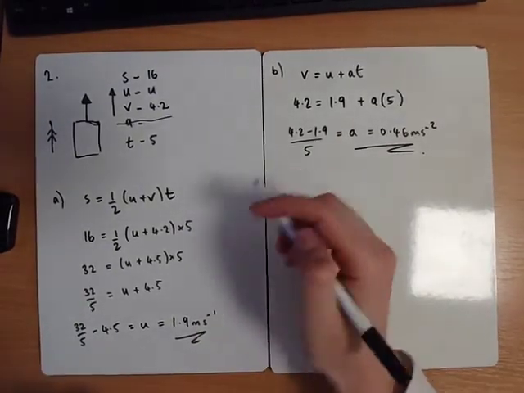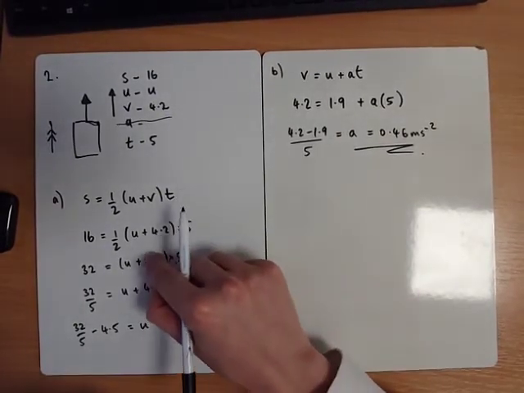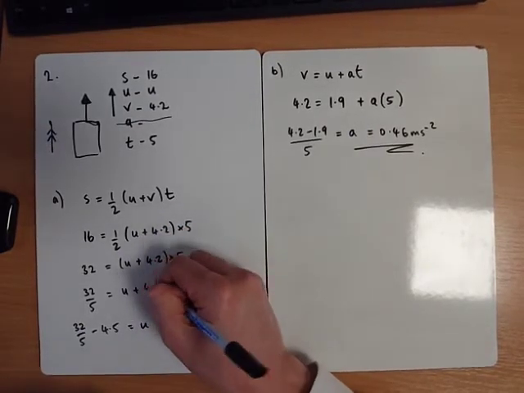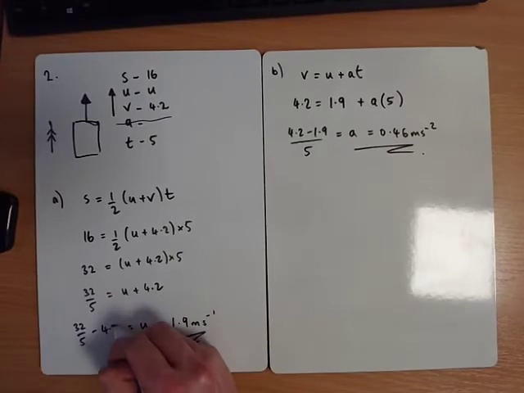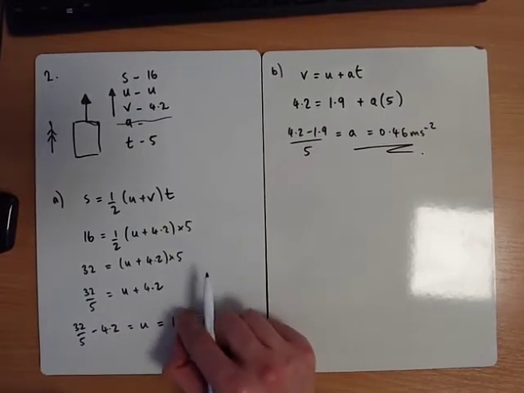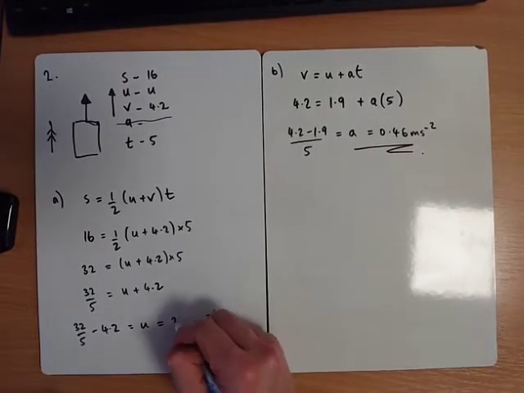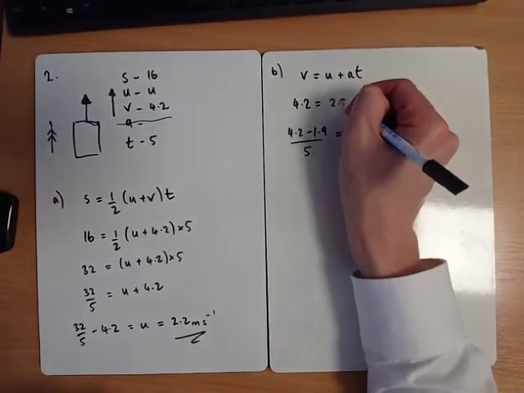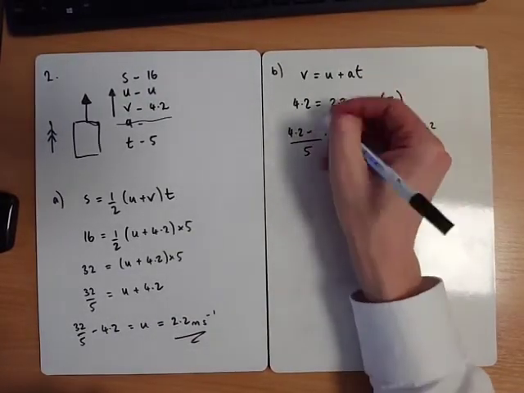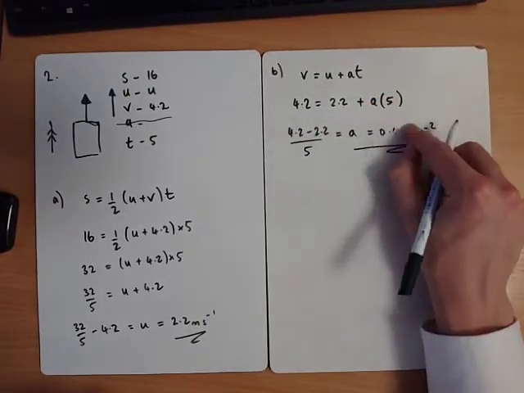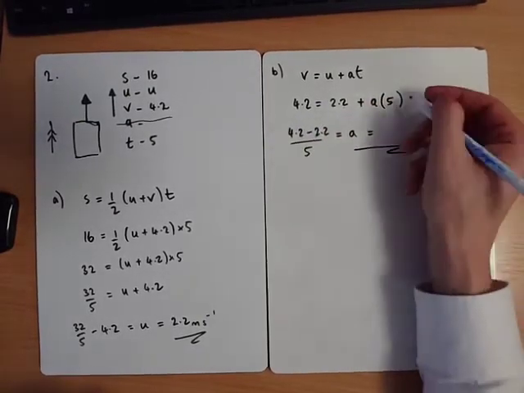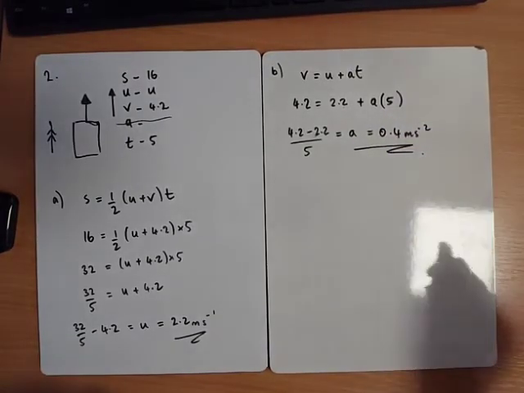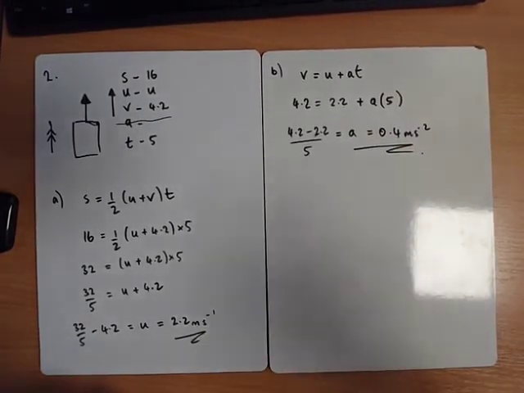Apologies guys, I just noticed I made a mistake. I went from 4.2 to 4.5, that should be 4.2. Obviously you can check the mark scheme. If that would have been 4.2, that would give us 2.2, which then affects this answer. Sorry. So we get the acceleration to be 0.4 meters per second squared. Okay, the last question we're going to look at is for a velocity time graph.